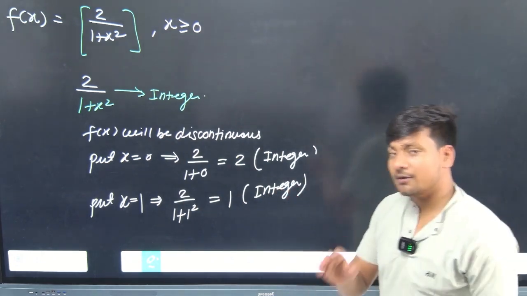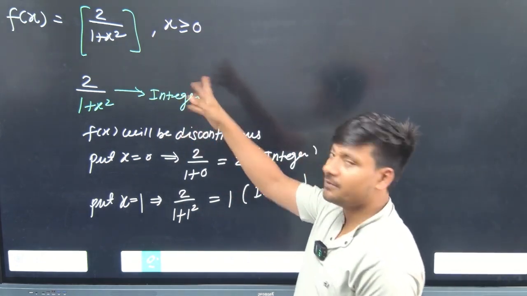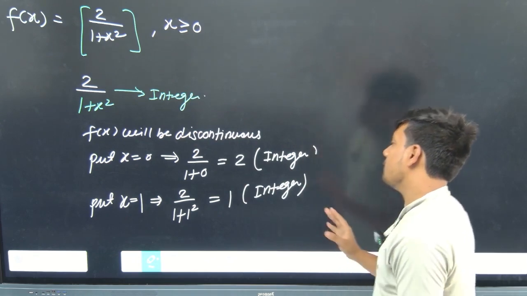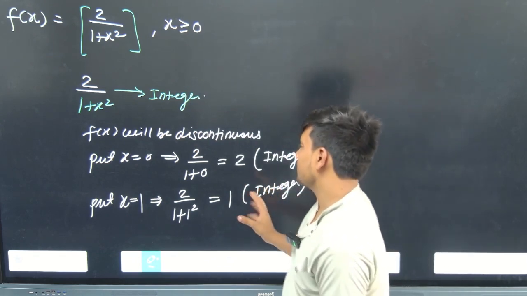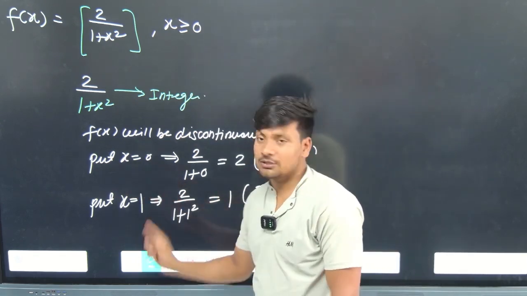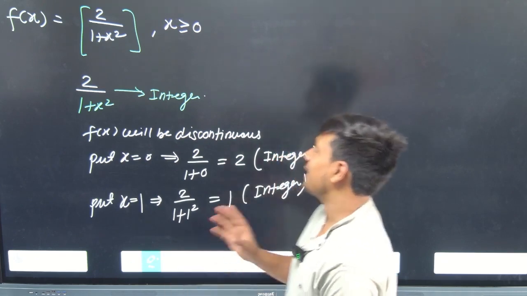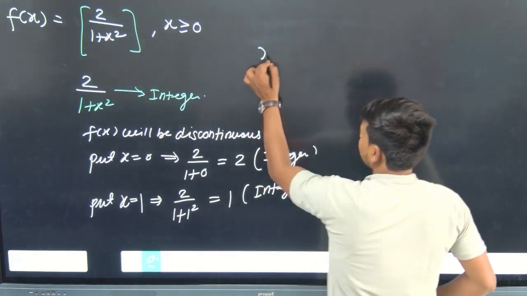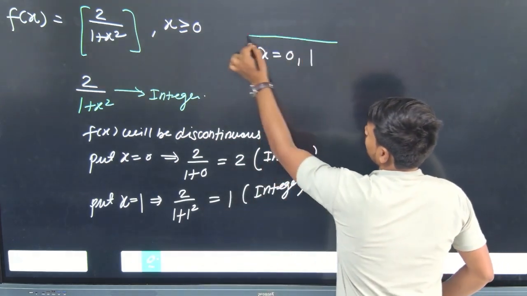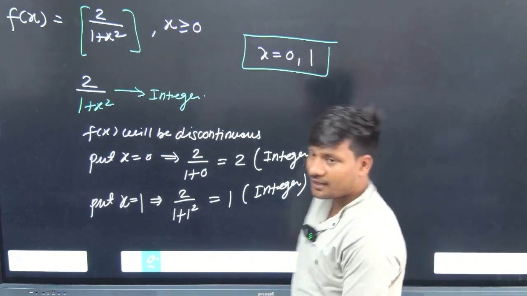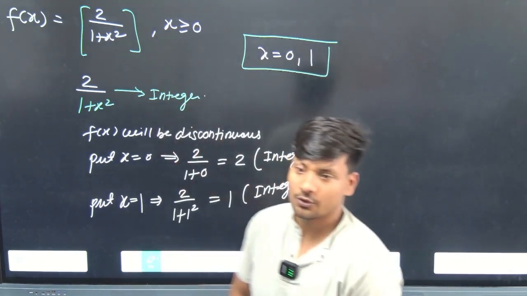After that, whenever we put the value of x, that will be a fraction value. So now we can find an integer value whenever we put x equal to 0 and x equal to 1. So there are 2 points of discontinuity, that is x equal to 0 and 1. So at x equal to 0 and 1, this function will be discontinuous.